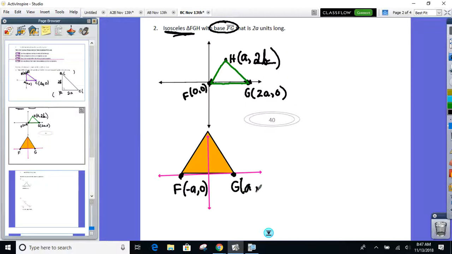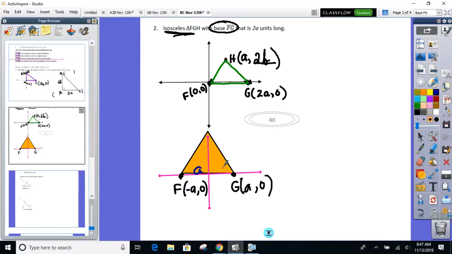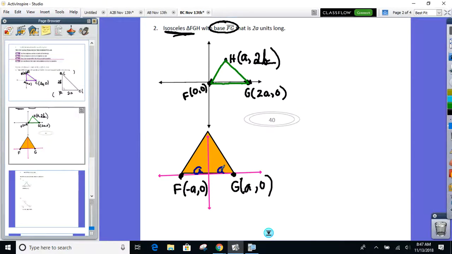Positive A, 0. Does everyone see how that's got a length of 2A? Take a look. That's A. And this distance is A. Add them up. It's got a distance of 2A.